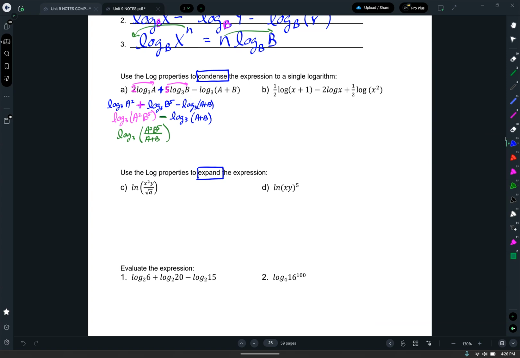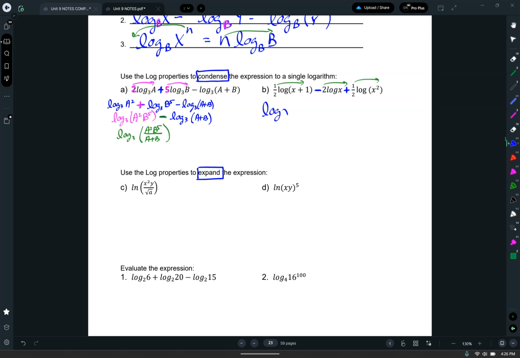Again, I cannot even think about this subtraction or this addition until I move all those coefficients up to be exponents. So I'm going to move this 1/2 up. I'm going to move the 2 up, and I'm going to move that 1/2 up. Okay, so when I do that, I'm going to say log, notice there's no base, so it's an implied base 10. So log of, now when I move the 1/2 up, if I have x plus 1 to the 1/2, isn't exponent of 1/2 the same as square root?